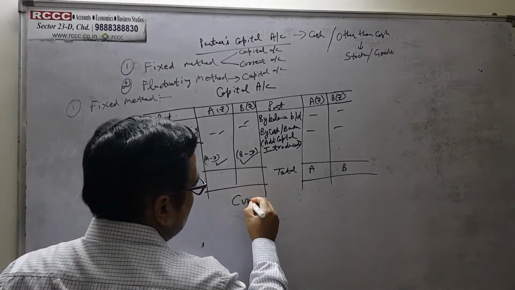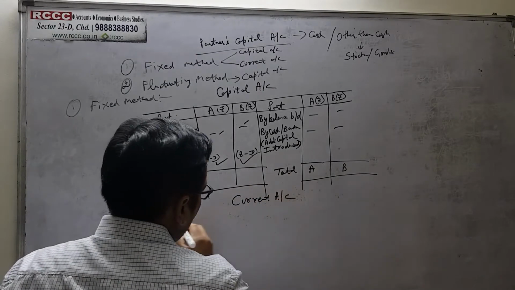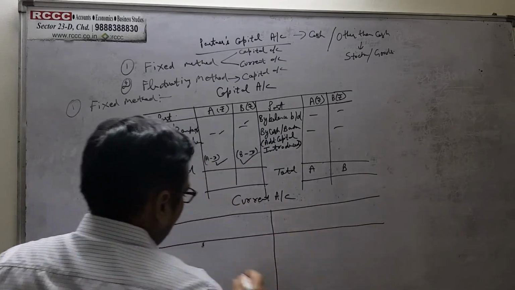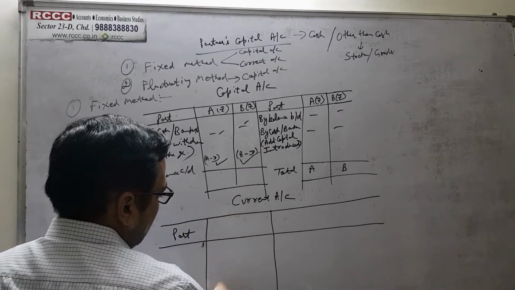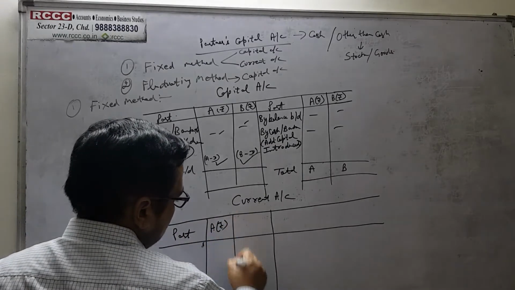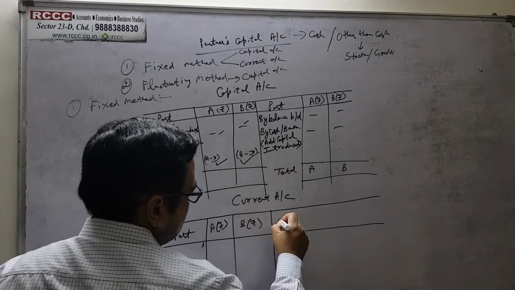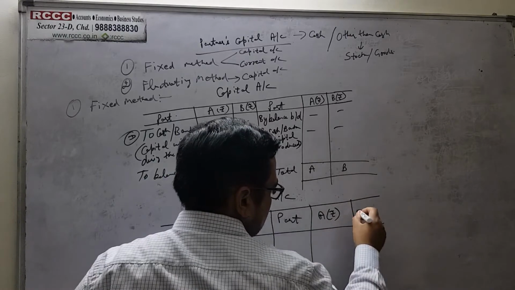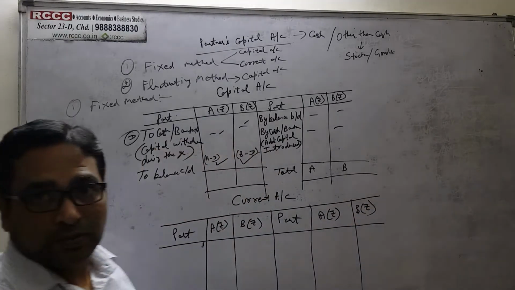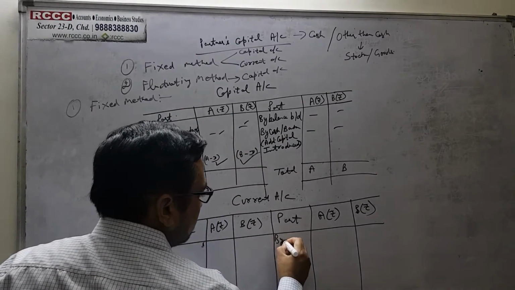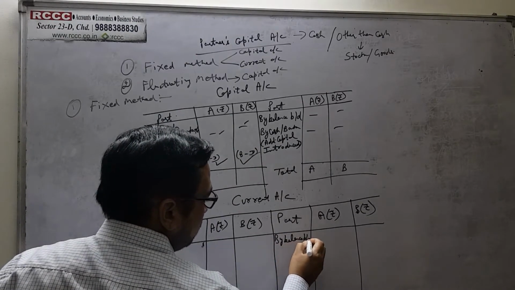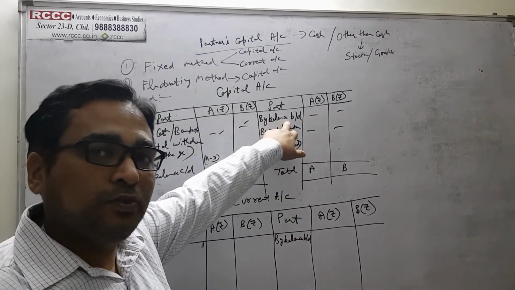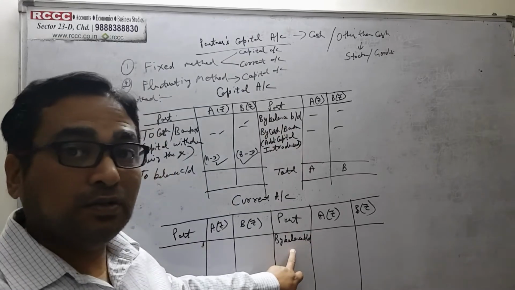So here it is, the current account. Particulars, A in rupees, B in rupees. Particulars, A in rupees, B in rupees, right? So how do we start? We start with the balance brought down. Which balance will appear here? Because the balances of the capital accounts of the partners have already appeared, which account will appear here?